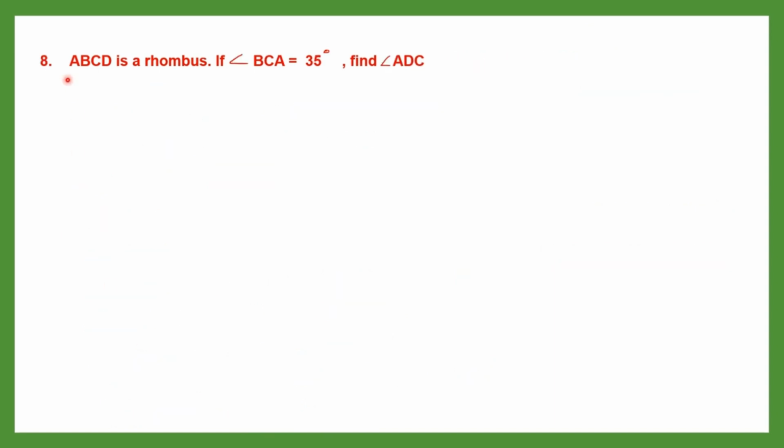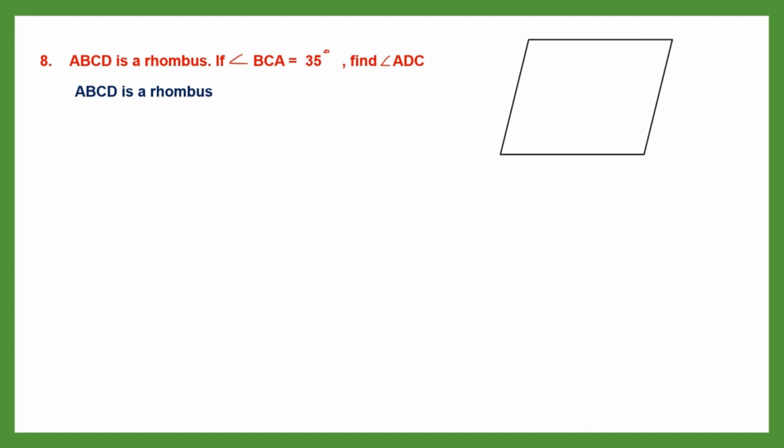Question 8. ABCD is a rhombus. If angle BCA is 35 degrees, find angle ADC. So what is given to us? ABCD is a rhombus. Let's draw a rhombus and name it ABCD. So here we have A, B, C and D. So this is a rhombus. What else is given to us? This is also given to us, that is angle BCA. Angle BCA is 35 degrees.